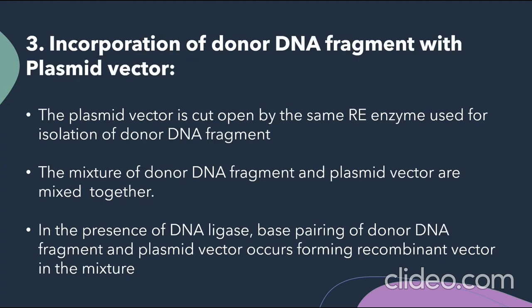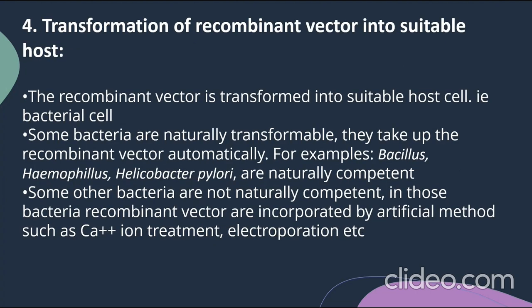The third step is incorporation of the donor DNA fragment with the plasmid vector. The plasmid vector is cut open by the same restriction enzyme used for isolation of the donor DNA fragment. The donor DNA fragment and the plasmid vector are mixed together. In the presence of DNA ligase, base pairing of donor DNA fragment and plasmid vector occurs, forming the recombinant vector in the mixture.